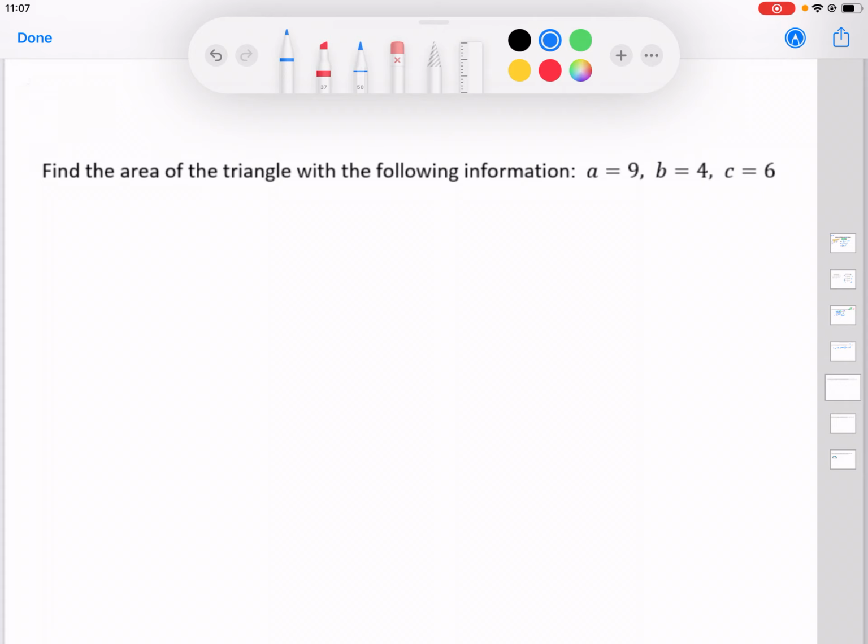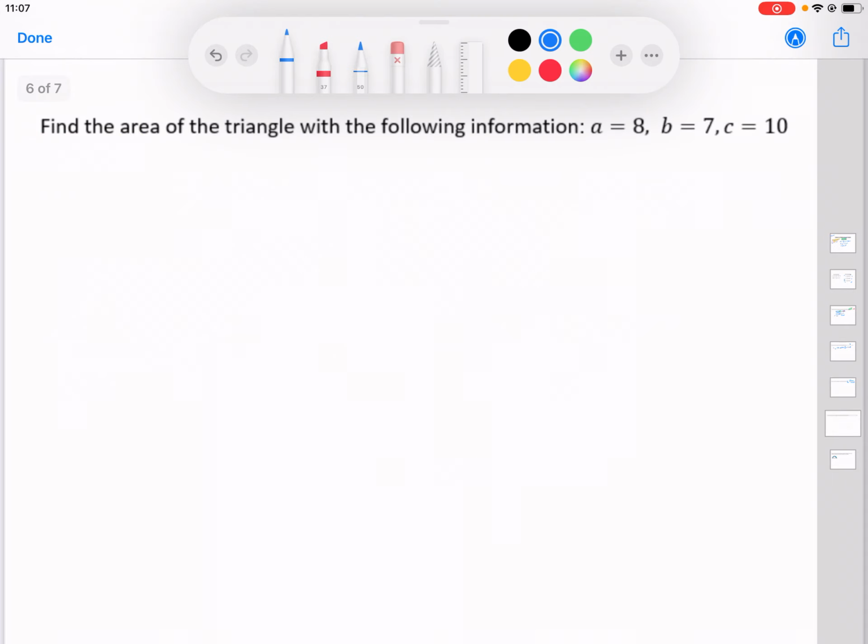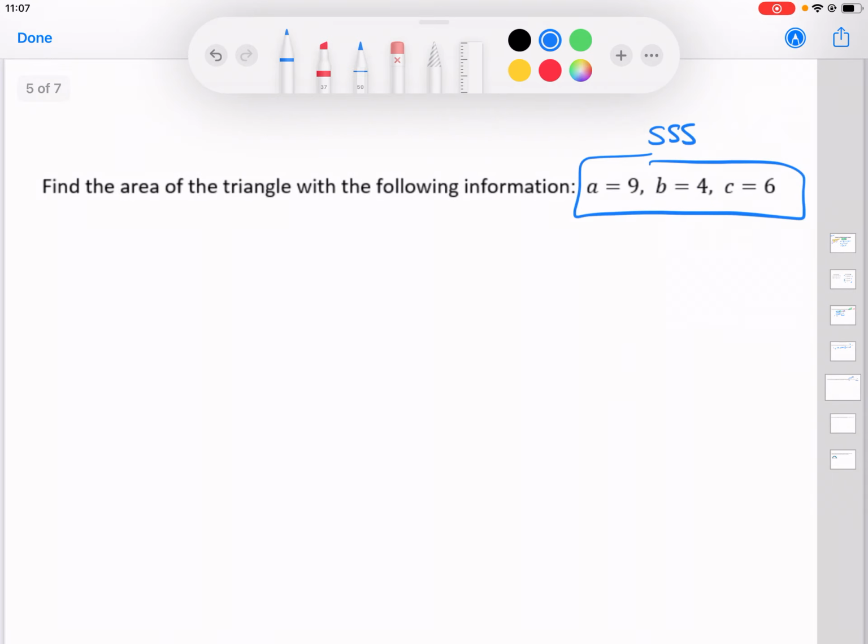Okay, this next one, obviously there's all 3 sides, side, side, side. It's not necessarily a right triangle. Usually it will not be a right triangle. Right triangle, you can use your typical 1/2 base times height. But if you're not sure if it's a right triangle or not, which in most cases these will not be, you can just go ahead and use the formula.